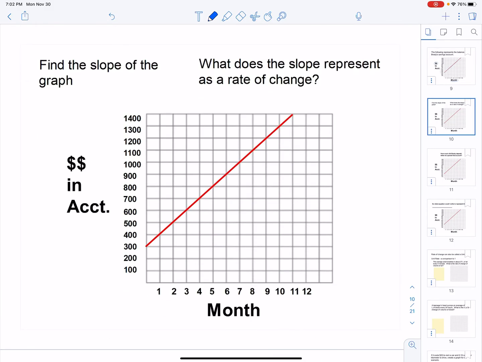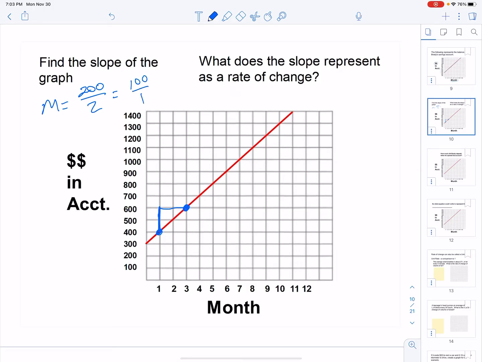Okay, so let's ask some questions. What's the slope of the graph? Well, again, remember, slope, you find two good points, and you do rise over run. So let's try this point right here, and this point right here. Those are both good points. Based on that, what is our rise over run? So m equals, well, it rises between those 2 points, 200, and it runs 1, 2, 3, it runs 2. Now we simplify that. 200 divided by 2 gives me 100 over 1, which is just 100. So that's my slope.